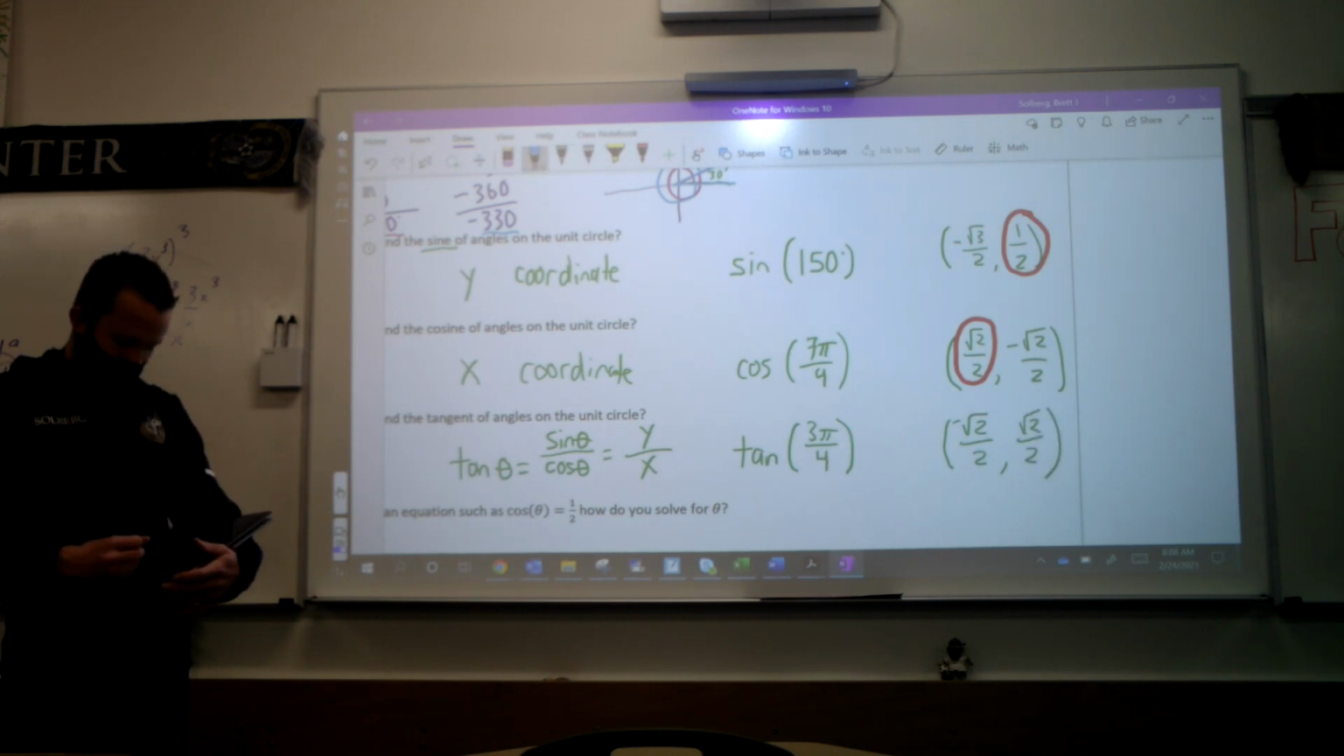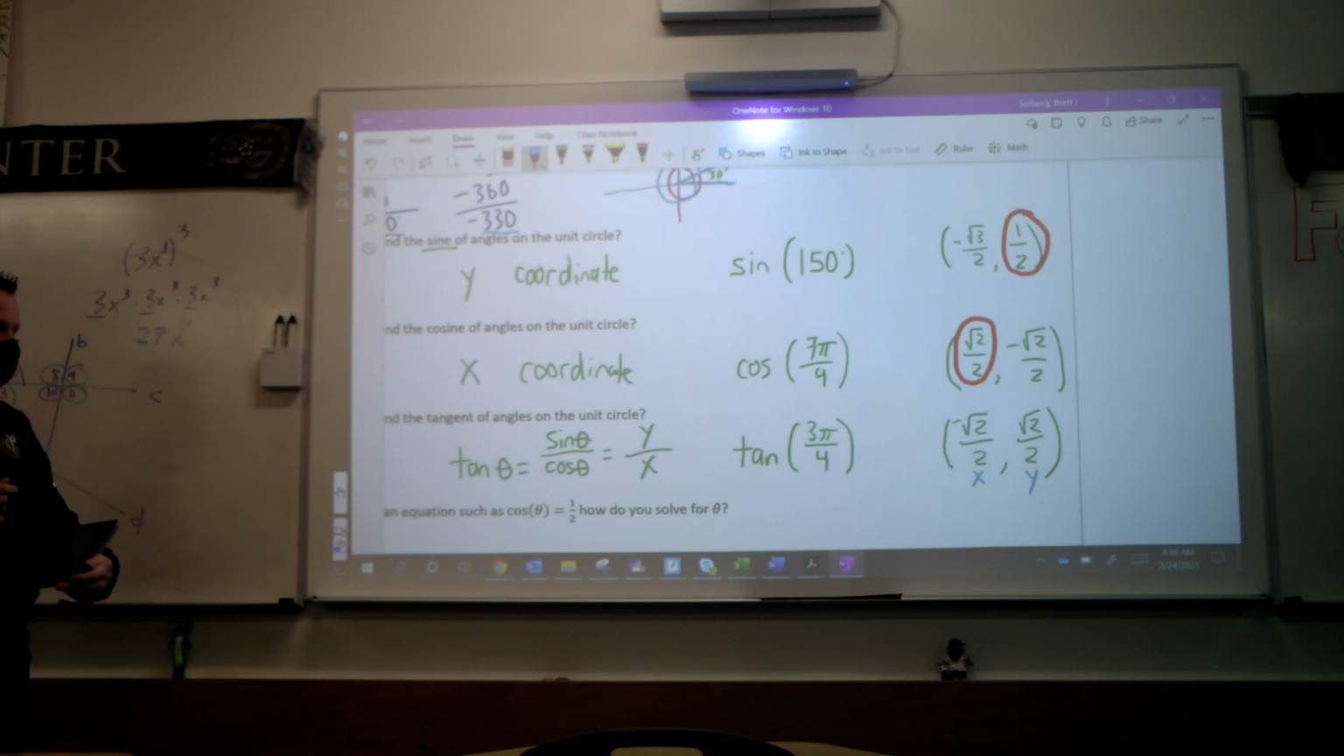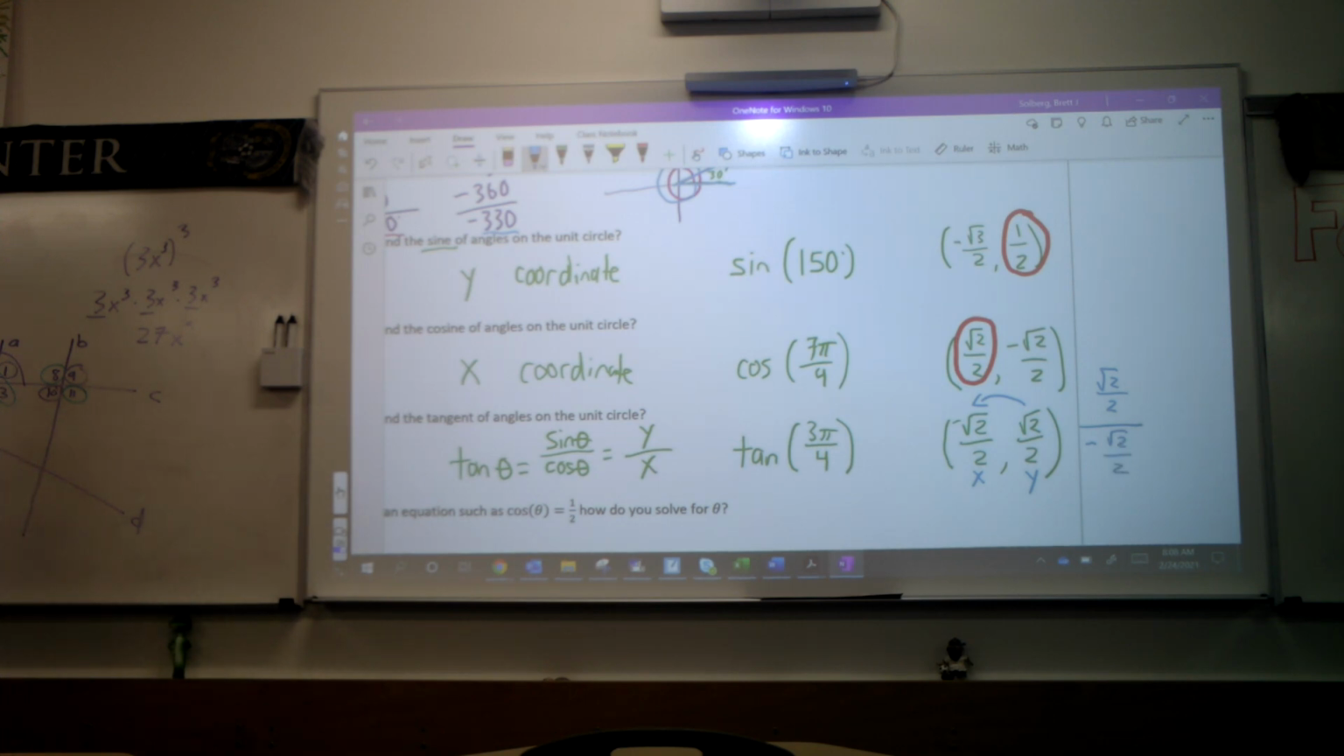Now, this is my x, which is cosine. This is my y, which is sine. But if I want to do tangent, what am I going to do with those? You're going to divide those. So I'm going to take the square root of 2 over 2 divided by a negative square root of 2 over 2. And what do you notice here?